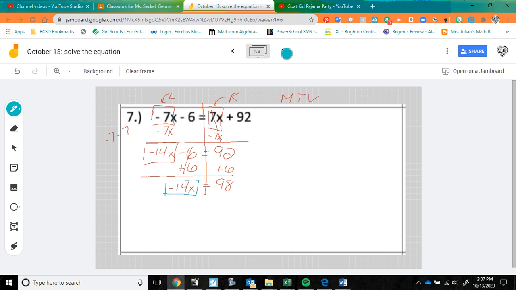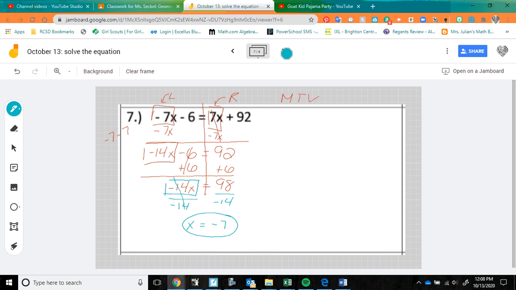Okay, so last thing here. You'll notice I still have this -14 to deal with. It is inside the box, so we divide. Divide both sides by -14. So I can cross it off on this side. All right, so then in the calculator, you would put 98 divided by -14, and you would get -7.